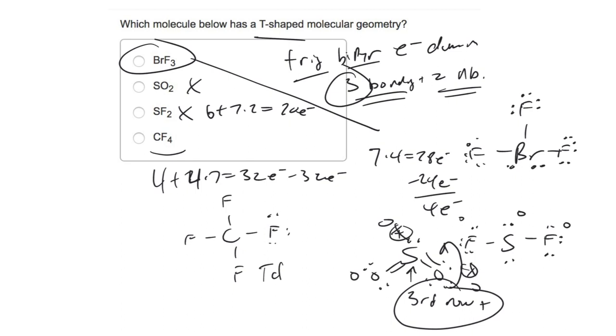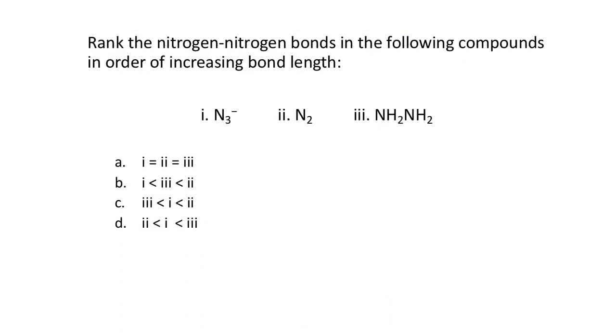So, okay. So there's a few more questions here. I think this starts to get into the new packet I put up. So if you're looking for where these questions are at, they're in lecture slides, just a second packet. So here we're ranking the nitrogen-nitrogen bonds in the following compounds in order of increasing length. Let's start with the 2 in the middle.